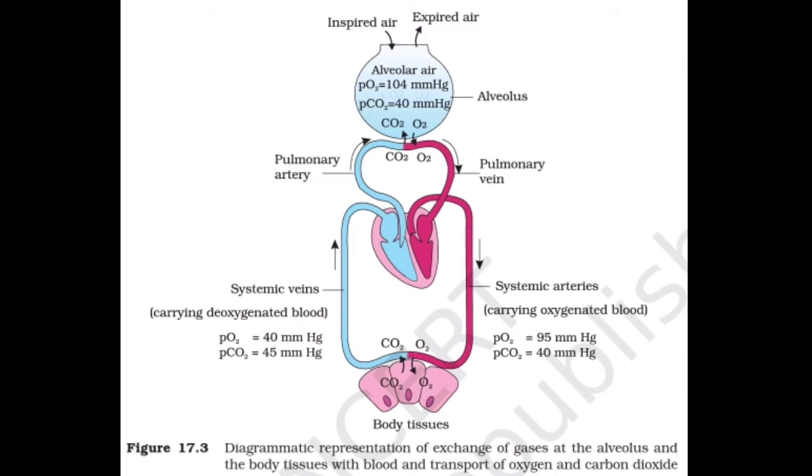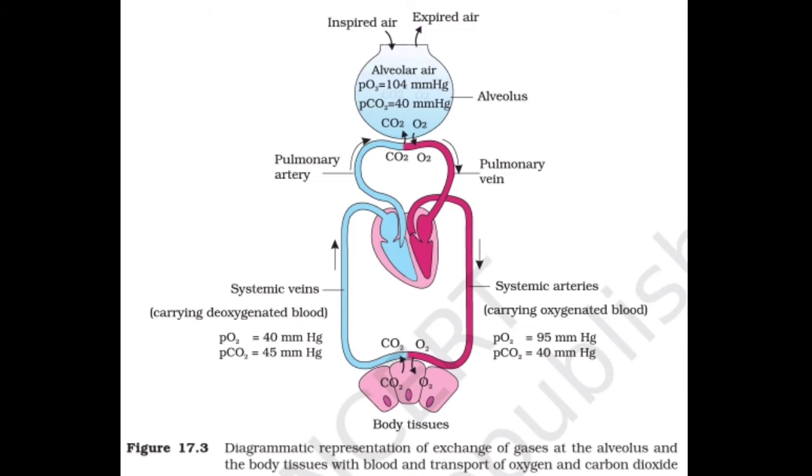This is inspired air, this is alveolar air, this is partial pressure of O2 equal to 104 mmHg. This is partial pressure of CO2 equal to 40 mmHg. This is CO2 and this is again CO2. This is pulmonary artery. This is systemic veins (in bracket) carrying deoxygenated blood. This is partial pressure of O2 equal to 40 mmHg. This is partial pressure of CO2 equal to 45 mmHg.